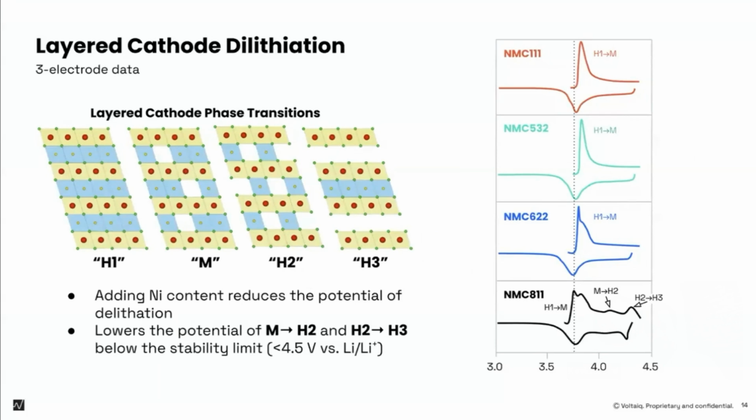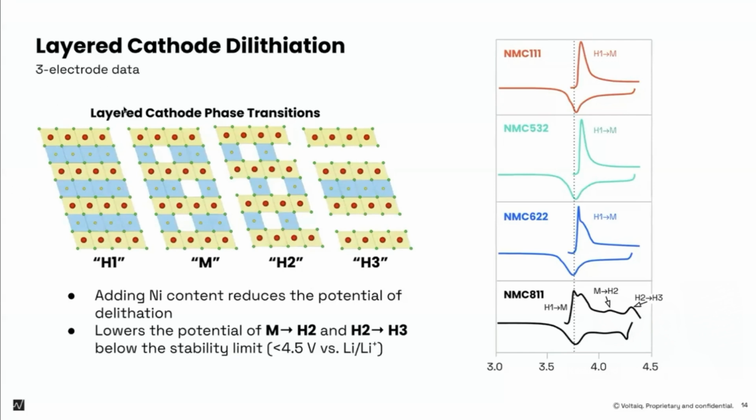In this specific case, I'm going to talk about the layered cathode system. So this is the NMC cathode system. As you go through that process, there are different phase transitions. There's a hexagonal phase, and then once you've removed a certain amount of lithium, it transitions to a monoclinic phase, and then it goes back to a hexagonal phase, a slightly different hexagonal phase. There are these different transitions that go through here.